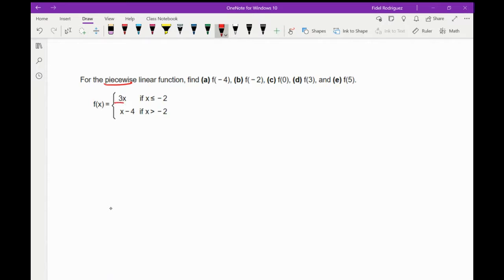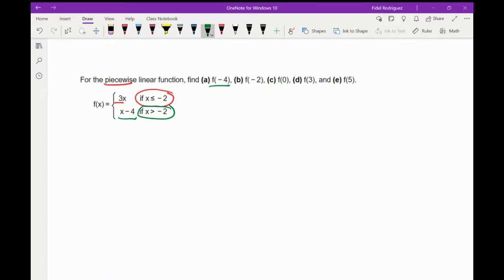So the function f of x is going to be equal to 3x anytime the numbers x that I'm picking are smaller than or equal to negative 2. But if the number x that I pick happens to be a number bigger than negative 2, then this is the piece that I'm going to use, okay?